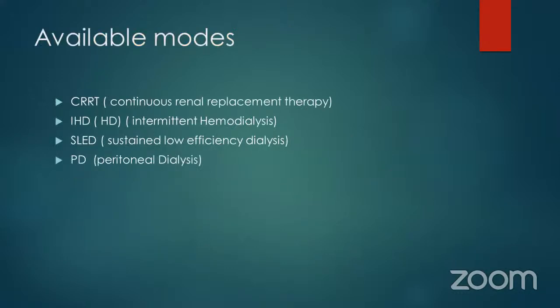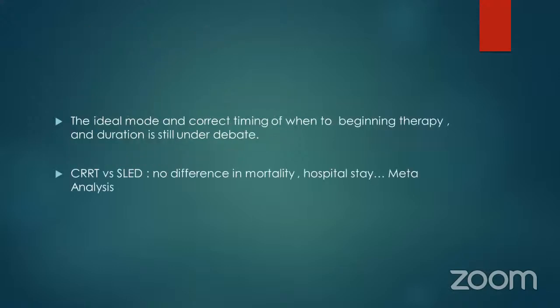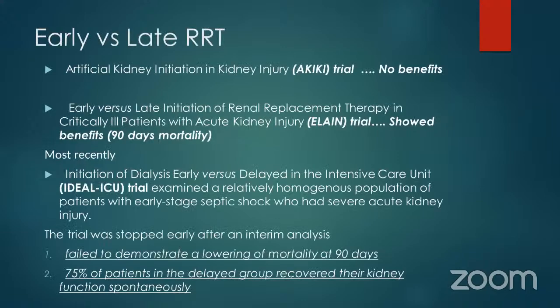The available modes for renal replacement therapy are CRRT, which is continuous renal replacement therapy, intermittent hemodialysis, popularly known as HD, SLED, which is sustained low-efficiency dialysis, basically considered in hemodynamically unstable patients, and peritoneal dialysis. The ideal mode and the correct timing are still a matter of debate. In the critical care scenario, CRRT and SLED have been compared, but there is no benefit as of now.